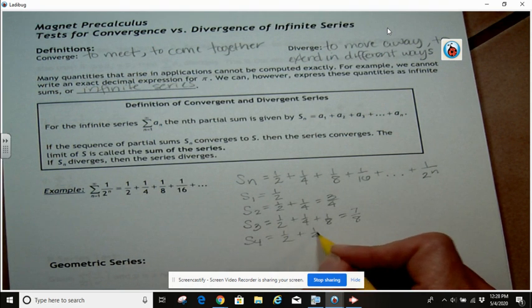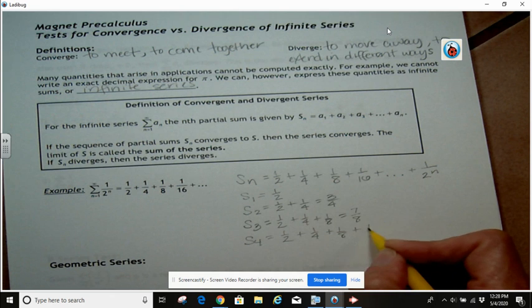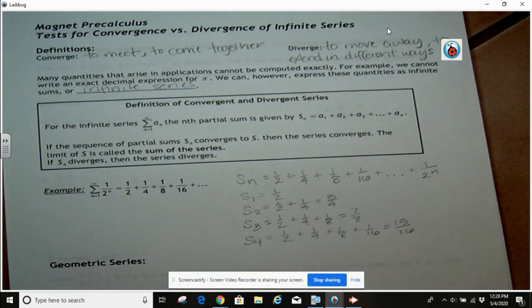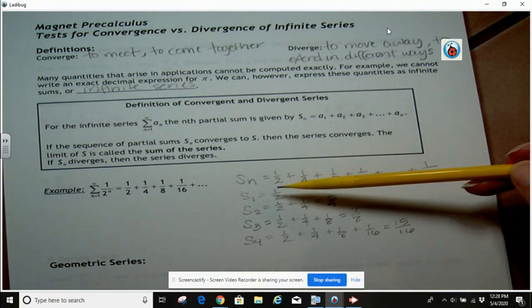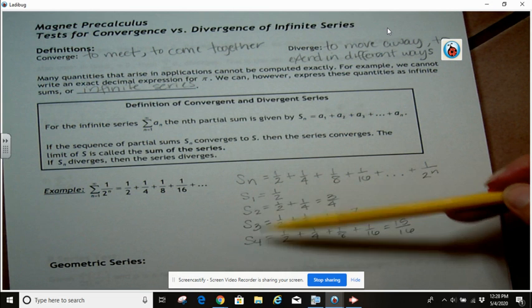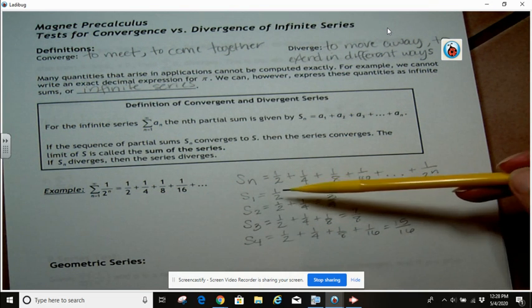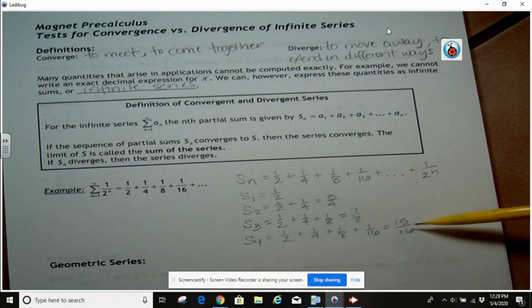terms, you get 15 over 16. So you could keep going for as long as you want to, but what you should notice is that every time we increase the number of terms in our partial sum, we get a fraction, but that fraction is just growing closer and closer to 1.